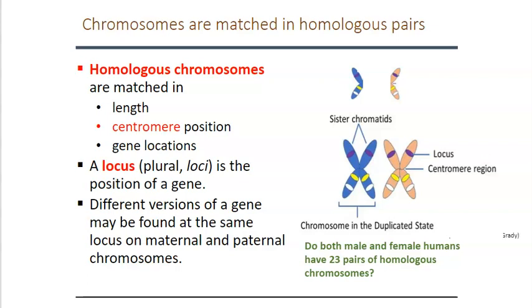Recall that at the end of mitosis, we ended with 2 genetically identical daughter cells, right? Those 2 cells that were produced at the end of mitosis should have been exactly the same. They should have each had 46 chromosomes, and they should have been identical to the parent cell. That is not going to be the case in meiosis. At the end of meiosis, we expect to have 4 genetically unique haploid daughter cells, right?